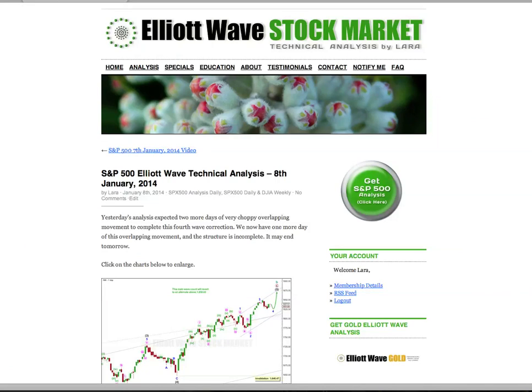I'm expecting one more day of choppy, overlapping movement to complete what looks like a double flat correction for this fourth wave. When that's done, I'll be calculating a target upwards for you for that final fifth wave.